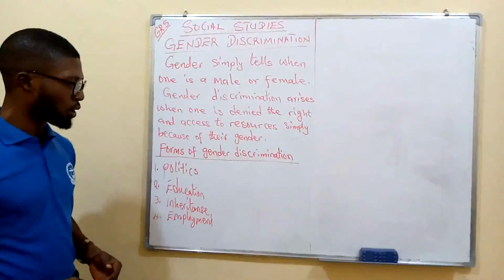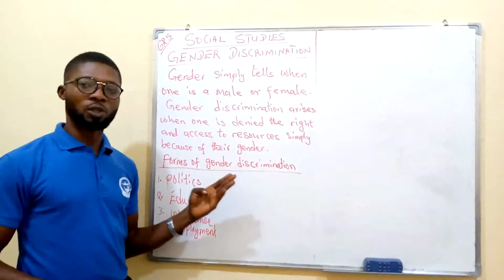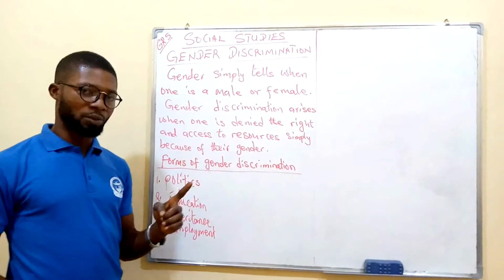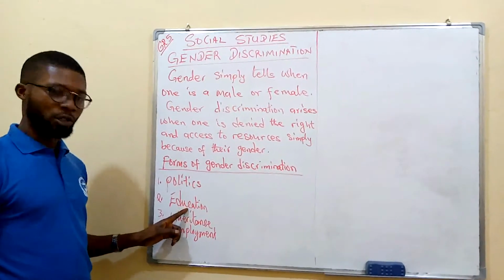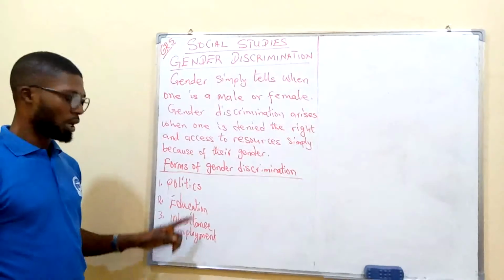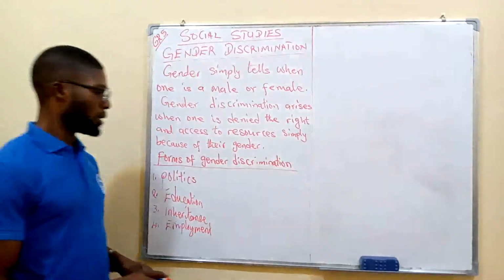So we have been able to discuss what? The 4 forms of gender discrimination. And we began from where? The politics, education, inheritance, and employment. Alright.